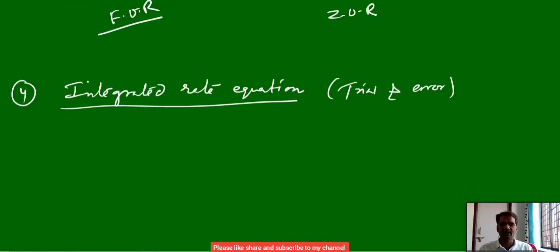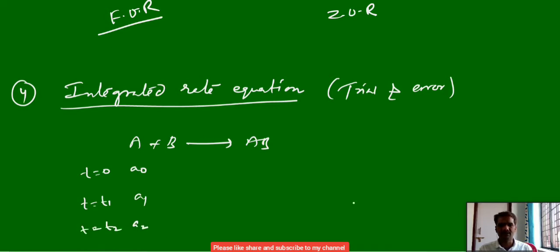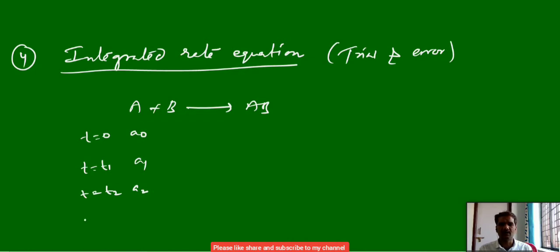In this particular case, let us take A plus B gives rise to product AB, and they will give some concentration values. At t equal to 0, the concentration of A is A0, at t equal to t1 the concentration is A1, at t equal to t2 the concentration is A2, and t equal to t3 it is A3, like this. From this we have to identify the order of the reaction, that is the integrated rate equation. So first we have to take the rate constant of all orders of reactions.